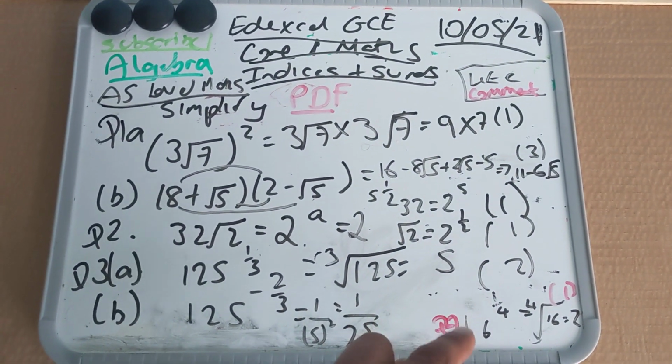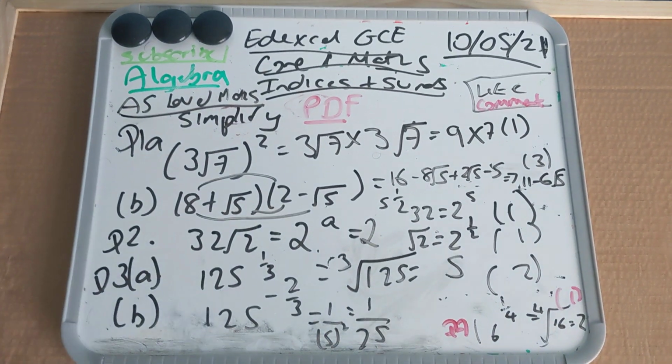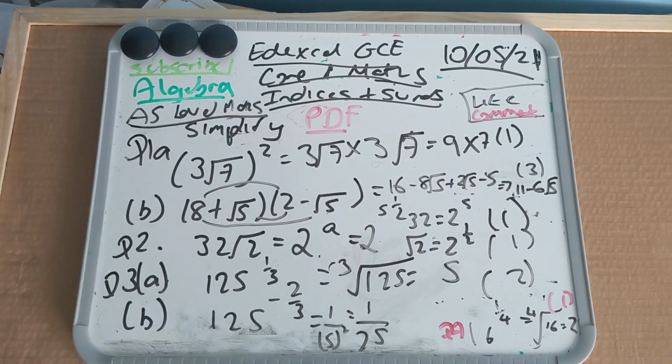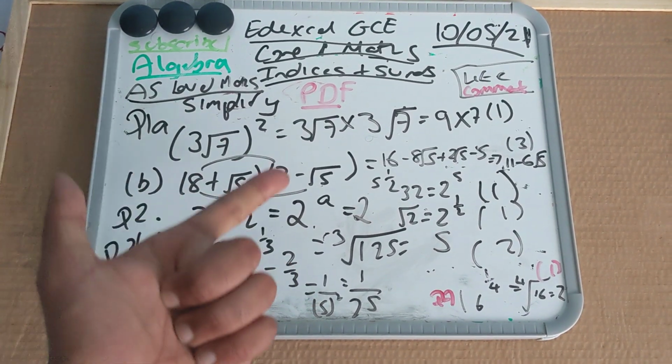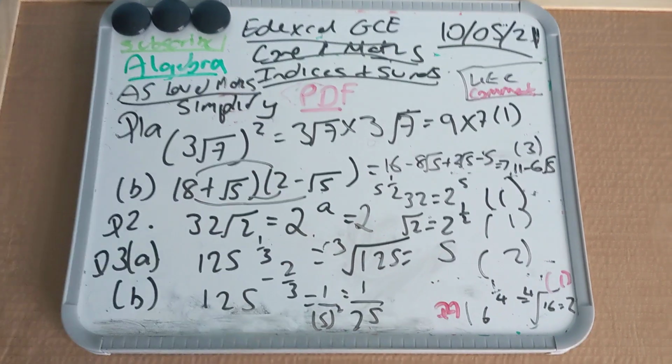Question 7 says work out 16 to the power of a quarter. A quarter is the 4th root, and the 4th root of 16 is 2. These questions require your knowledge and understanding of square numbers, cube numbers, powers of 4, powers of 5 and powers of 10, and obviously working out the roots.